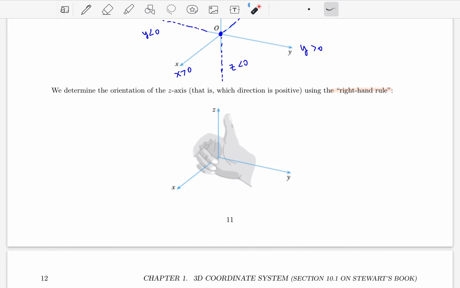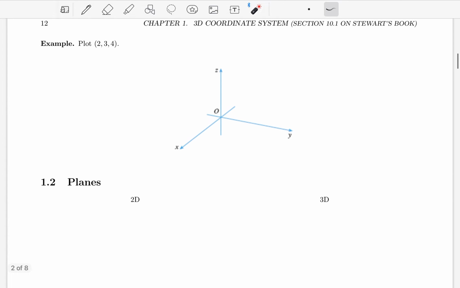For now, what I just said about placing your palm here and your fingers here and having your thumb pointing up is not so important, but it becomes very important when we talk about the cross product, which we don't know yet, so this is all you need for now. Okay, so let's start understanding this. Let me tell you one thing, which is I am not good at drawing anything.